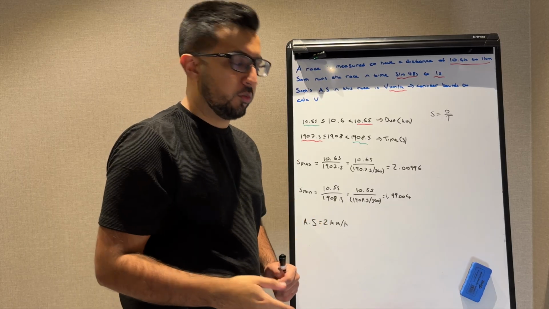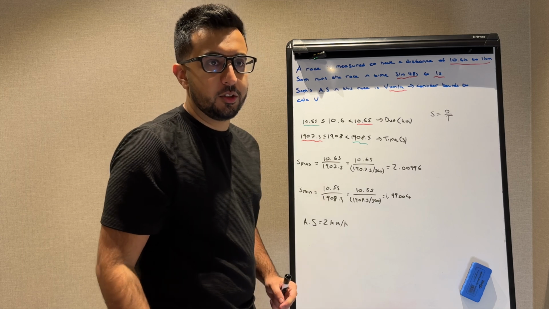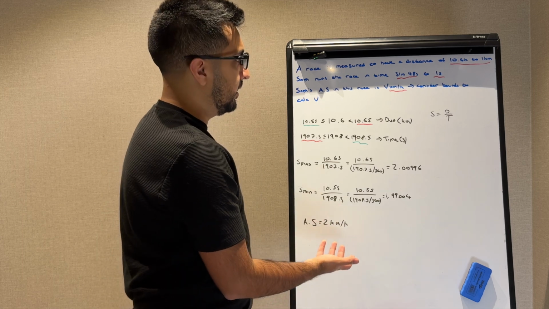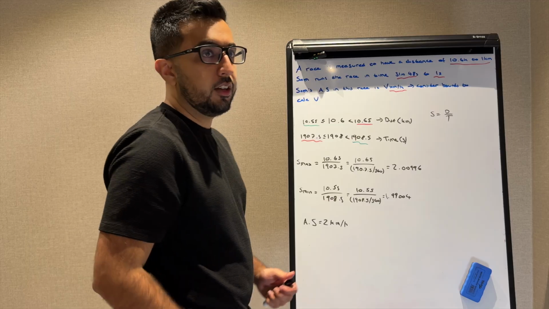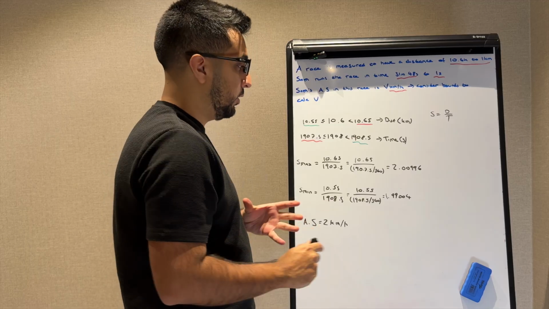They're never going to give you a question where Sam's running at 20 kilometers per hour. Though this is basically walking speed, at least it makes sense. So I hope this helps you guys. If you have any questions, let me know.